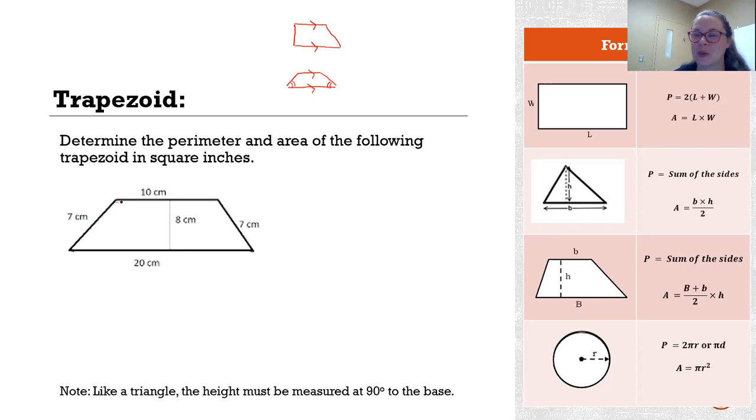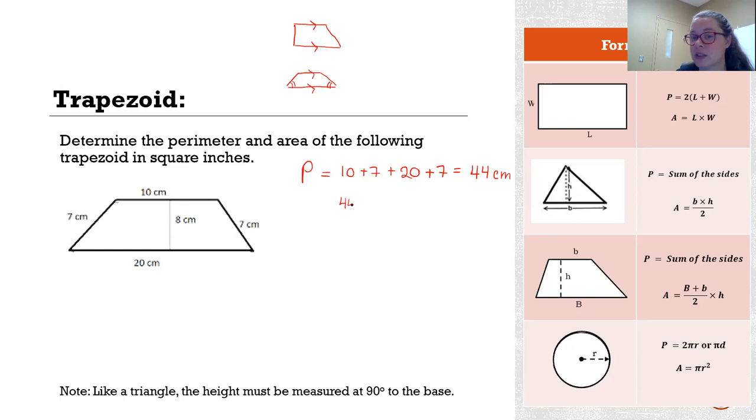So we are going to do a calculation here. Perimeter is nice and easy. We want it in square inches. Because there's a lot of things to calculate here, I'm actually going to keep it in centimeters and convert it at the end. I think that's easier for us. So we have 10 plus 7 plus 20 plus 7 gives us a total perimeter of 44 centimeters. Now we need to convert that.